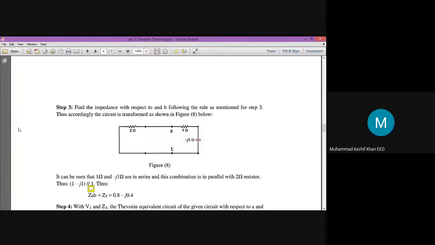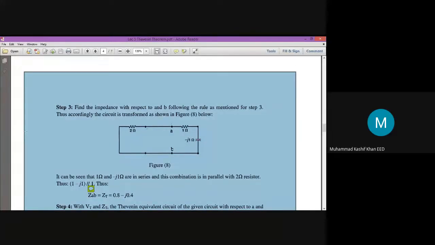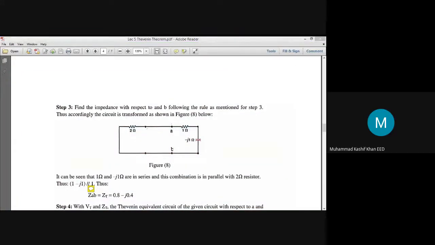Let me explain it with the help of... wait a minute. I am drawing a circuit in Paint. It will take 1 or 2 minutes, so wait for me.